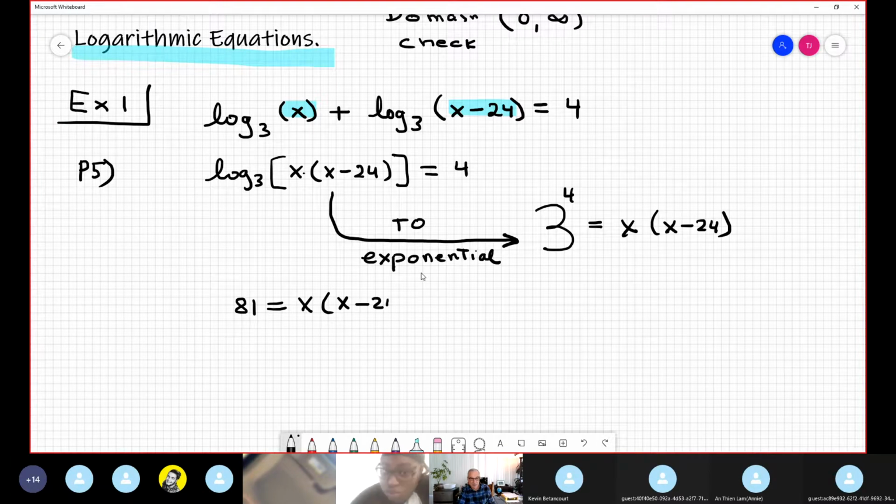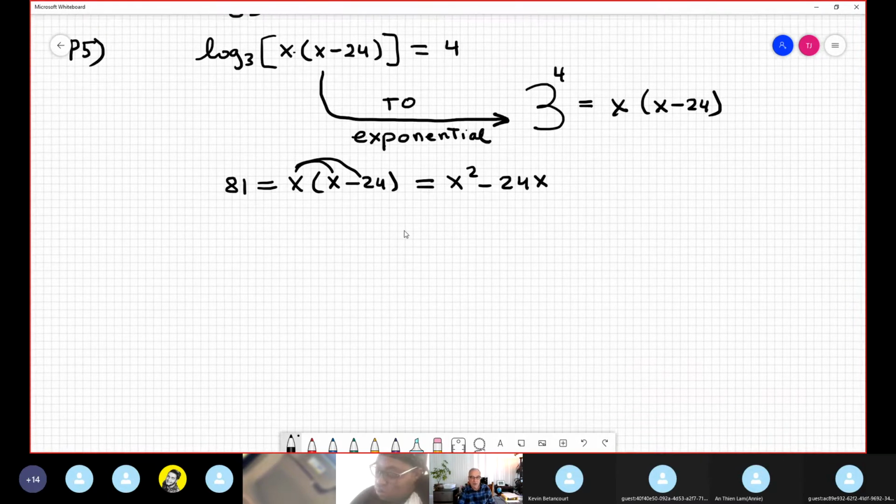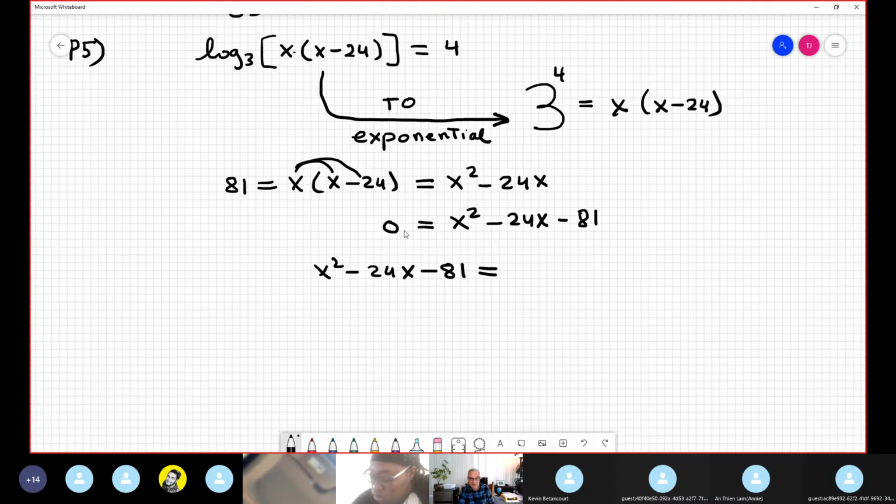times x minus 24. You apply the distributive property here, and we have x squared minus 24x. Wow, this looks like a quadratic equation. For solving this quadratic equation, I try to put it in standard form: x squared minus 24x minus 81. I move 81 to the other side, and on the left-hand side we have nothing, and nothing is 0. Okay, so we have this quadratic equation.